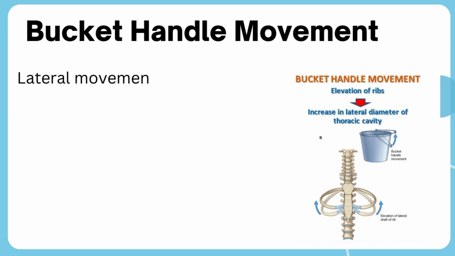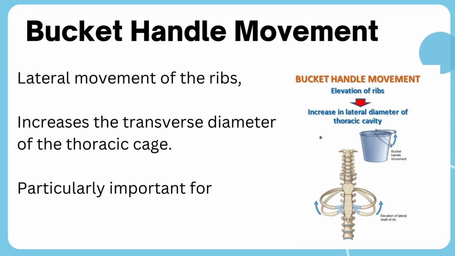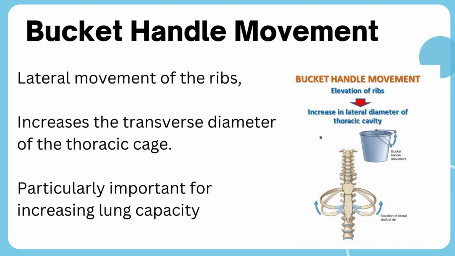Bucket handle movement describes the lateral movement of the ribs, increasing the transverse diameter of the thoracic cage. This is particularly important for increasing lung capacity and is associated with the action of the ribs. These movements collectively contribute to the overall flexibility and adaptability of the thoracic cage during various activities, from quiet breathing at rest to more vigorous respiratory efforts during physical exertion.